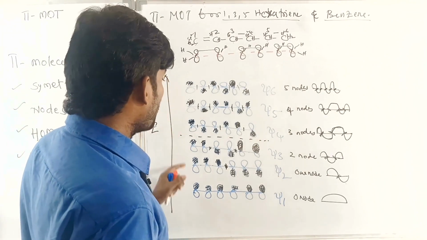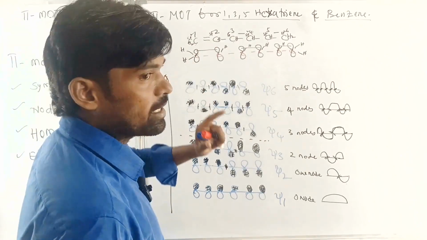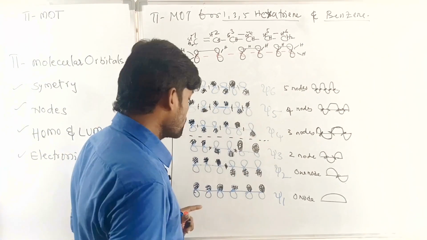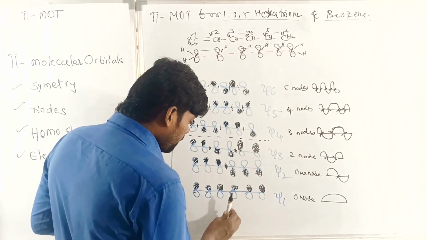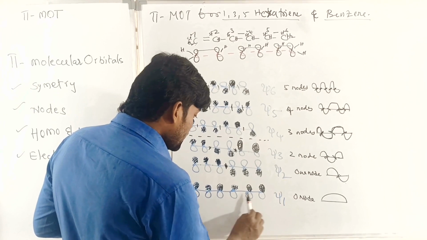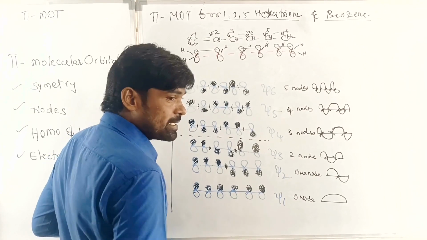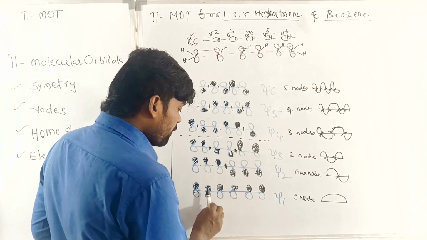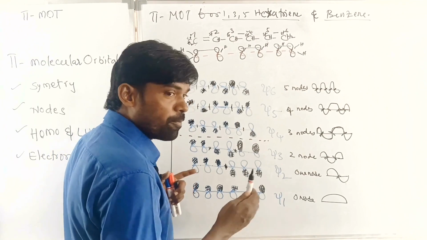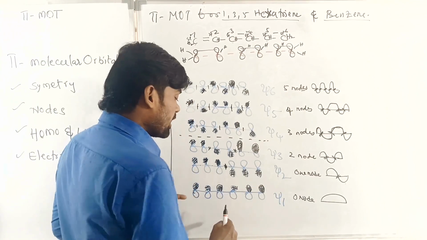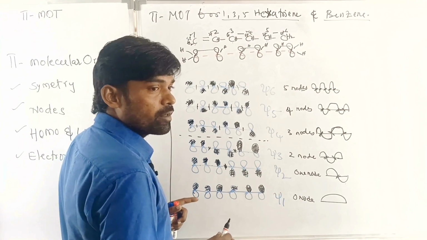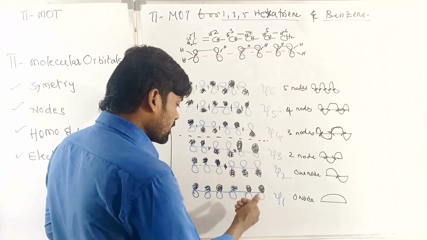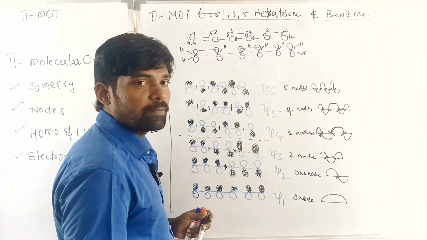each and every pi molecular orbital in 1, 3, 5 hexatriene. Now we have to check the symmetry of these molecules. What is the symmetry? As I said, if we can cut the molecule into 2 parts by taking any point, maximum the center point, and it divides into 2 opposite parts, that makes symmetry. If we divide into 2 parts and both are the same, that means they show mirror image, there is no symmetry.